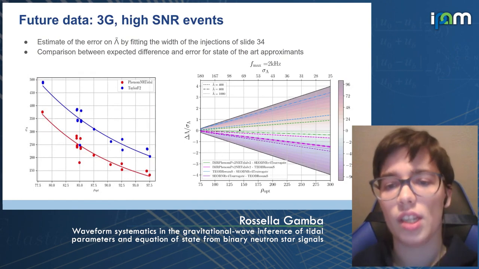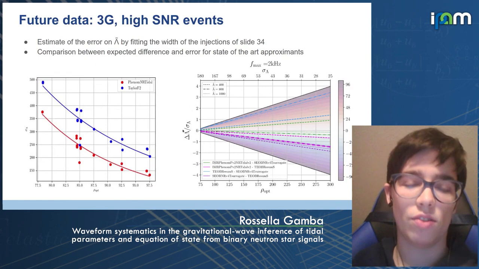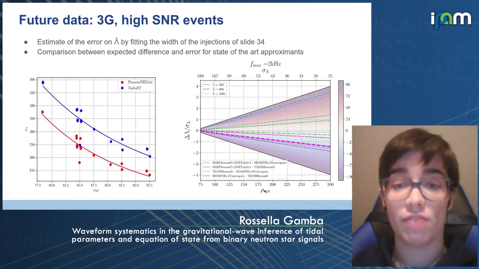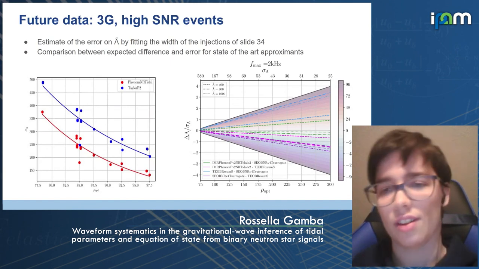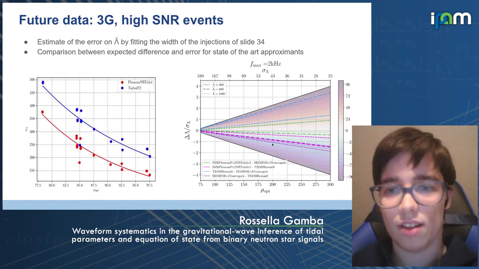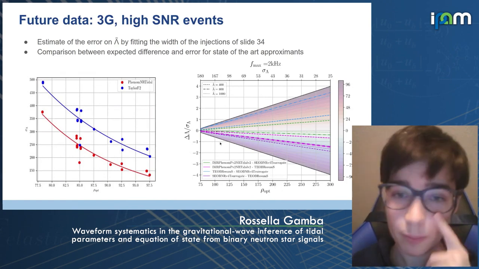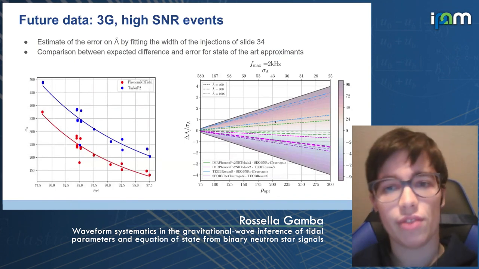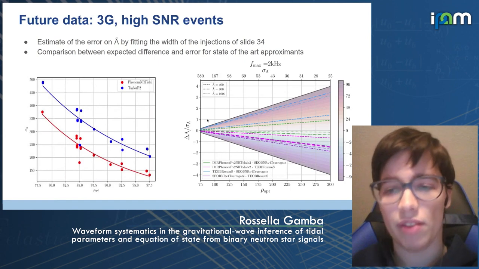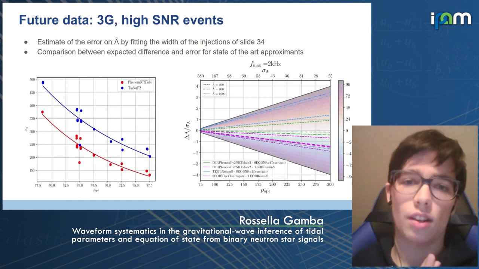And here you see on the plot on the right, this, let's say, comparison, so the ratio between the delta lambda expected over sigma lambda as a function of the optimal SNR of some, let's say, future event. And the takeaway point here is that from SNRs of approximately 200, our systems, our approximants, will give very, very different answers. And by very, very different, I mean that, again, the distribution of the tidal parameters will not be compatible anymore.